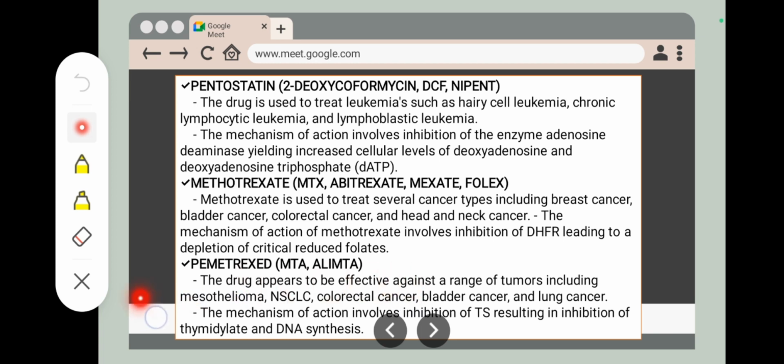Another drug is known as pemetrexed, with the initials MTA, also known as Alimta. So this drug appears to be effective against a range of tumors, including mesothelioma and SCLC, colorectal cancer, bladder, and lung cancer. And the mechanism of action involves inhibition of TS, resulting in inhibition of thymidylate and DNA synthesis.